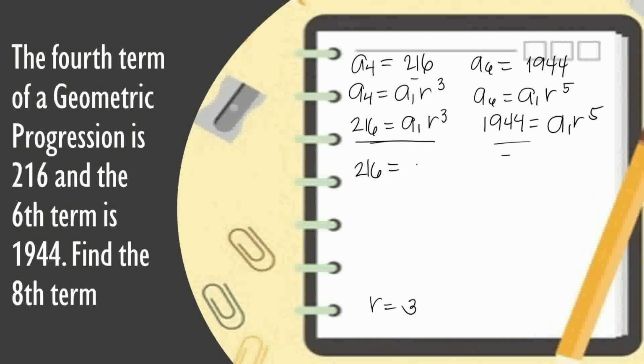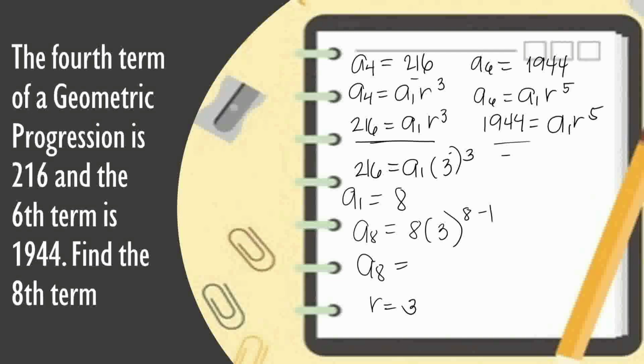216 is equal to a sub 1 times r, r is 3, raised to 3. So, yung a sub 1 natin is equal to 8. Yung first term daw natin is 8. Hahanapin na natin yung 8th term. So, a sub 8 is equal to a sub 1, which is 8, times r raised to n, 8 minus 1. So, a sub 8 is equal to 17,496.